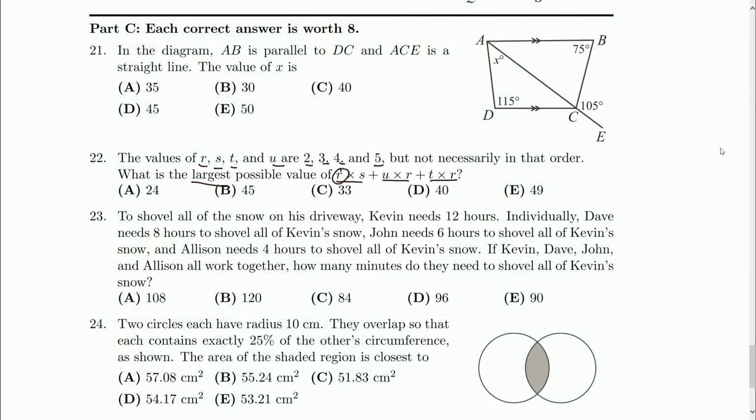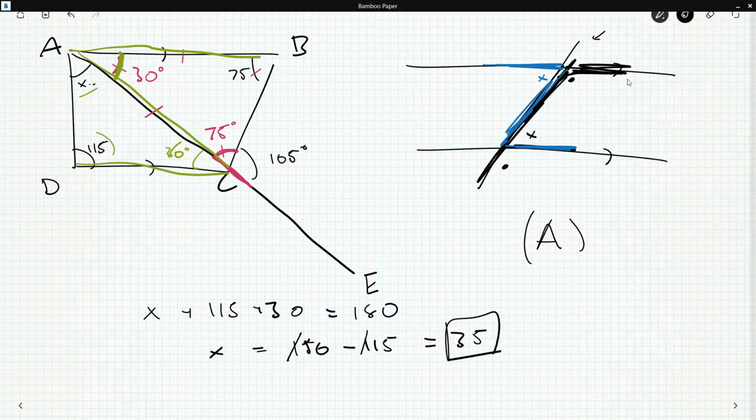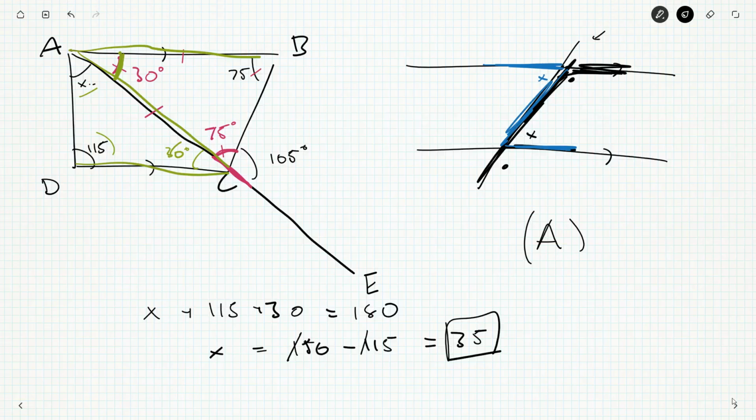Now I'm noticing R is in each of them. So this makes me think I could factor some things out. So let's write down this expression. We've got R times S. I think they're just trying to be sneaky putting the U first there. But really this is R times S plus T plus U. R times S plus T plus U.